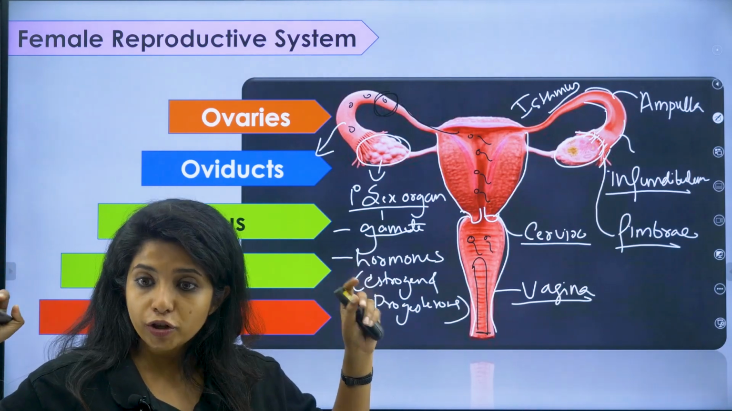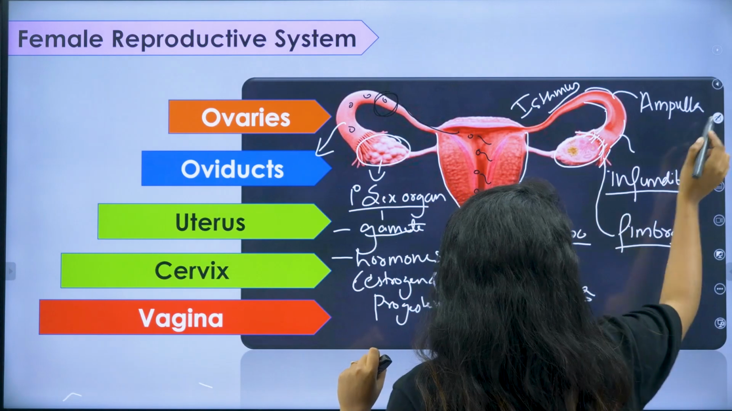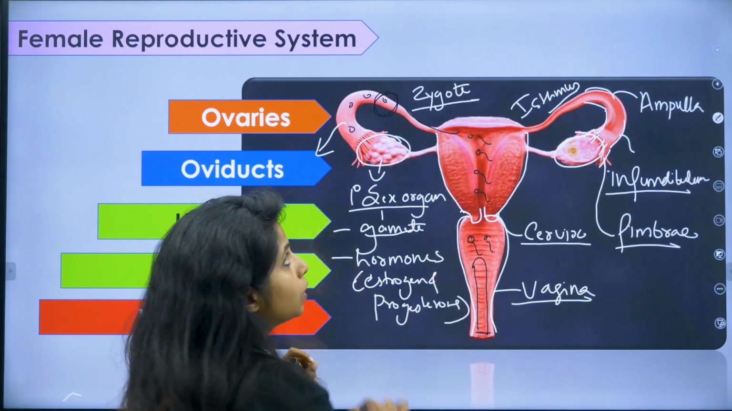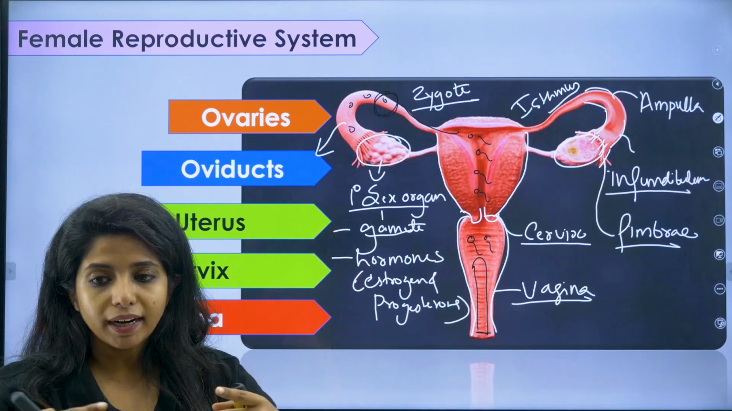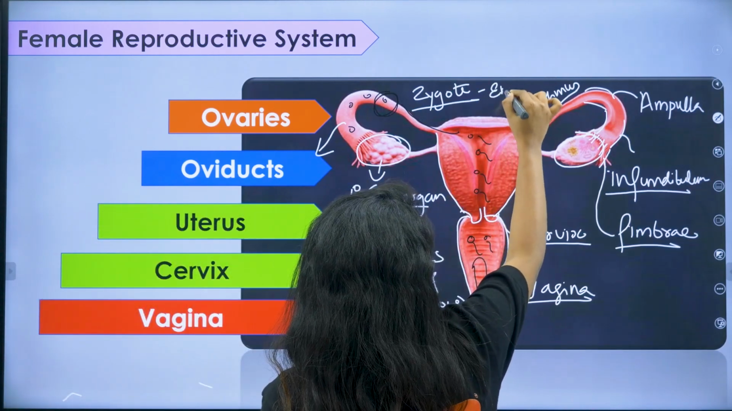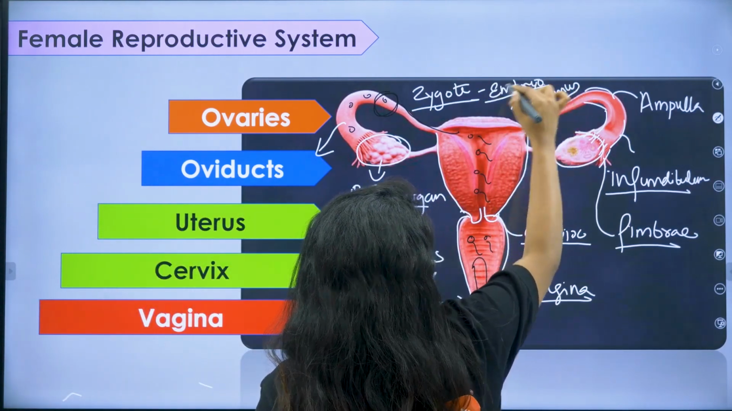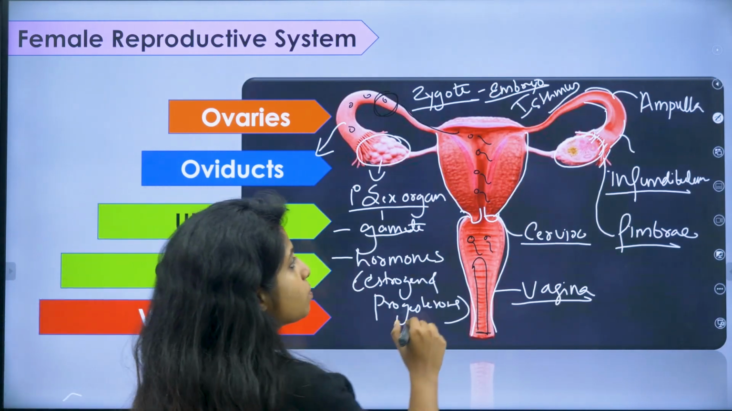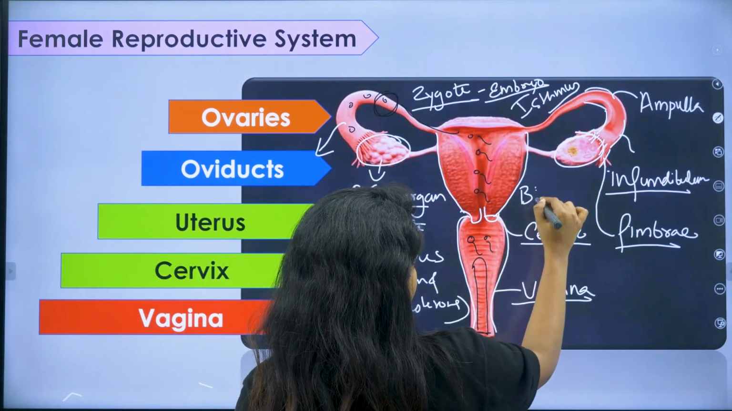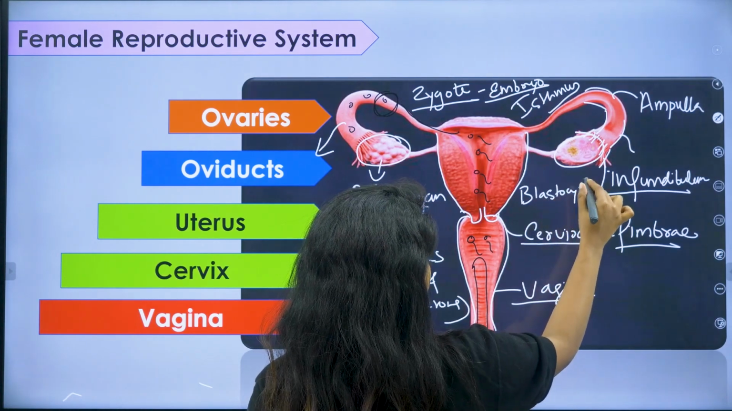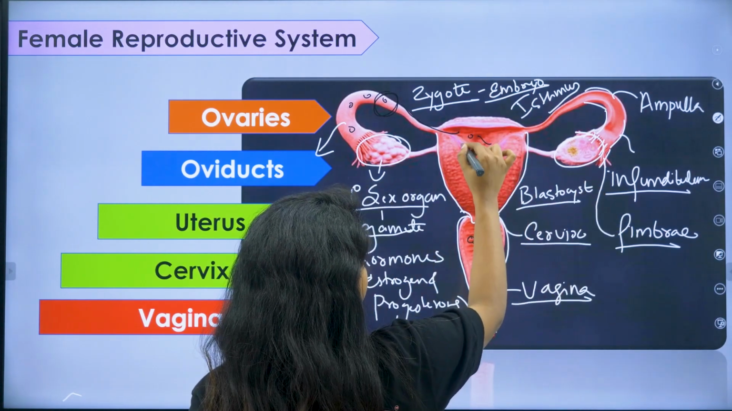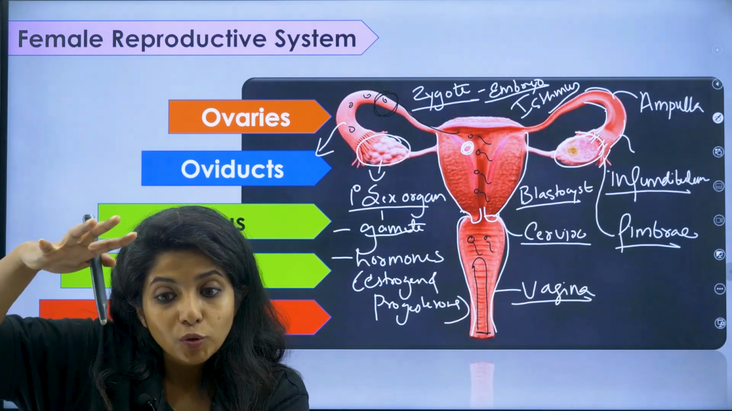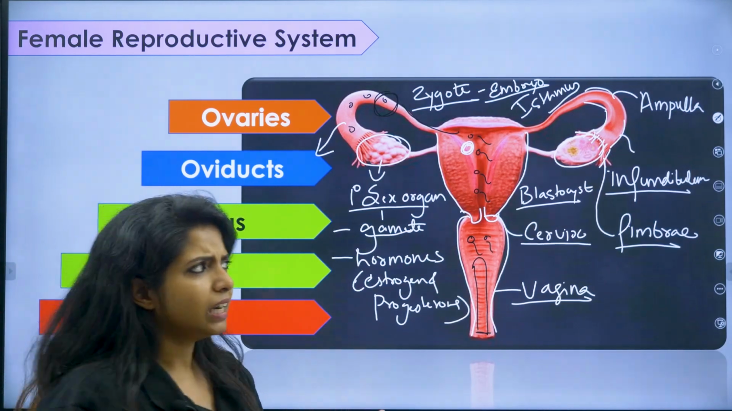Now, suppose fusion has taken place and now it has formed what, children? Zygote. This zygote will slowly divide and it will start forming an embryo, and there comes a stage which is known as blastocyst stage, where it comes and gets implanted over here. What do you mean by implanted? It is going to embed. Where embed? I don't understand, ma'am.